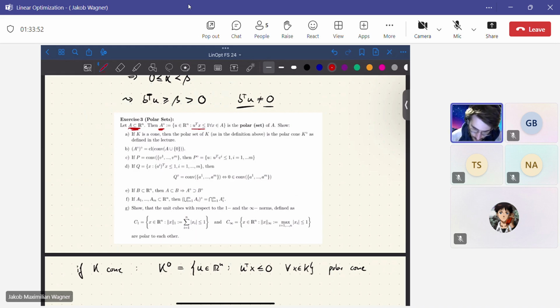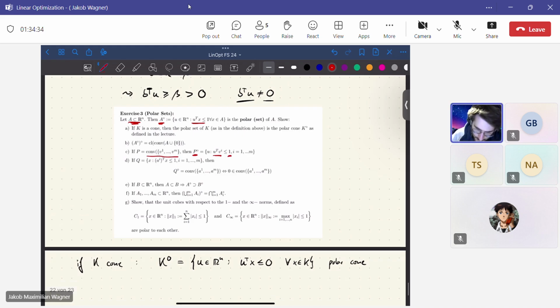But we will also see that for more general sets, the definition with the 1 on the right hand side is actually the correct definition, because, for example, if we have a convex hull of some points in Rn, then the polar set of this is exactly the polytope that has these vi as normal vectors to some constraints where we have 1 as the right-hand side of the constraint, and vice versa.